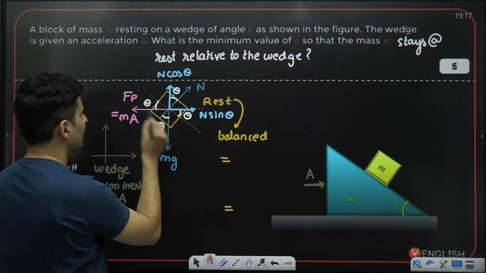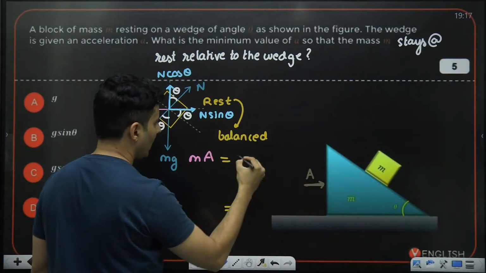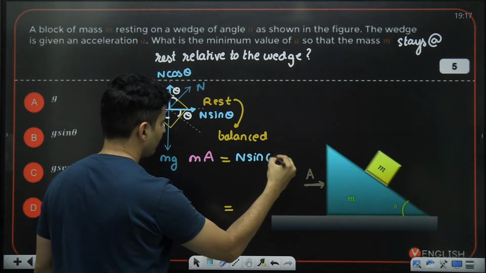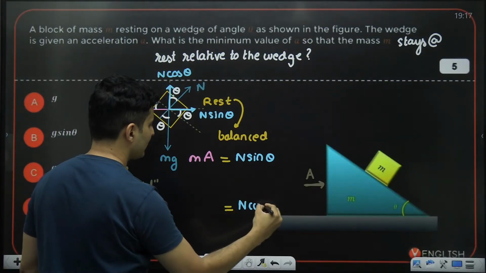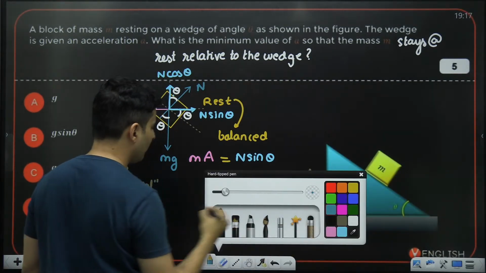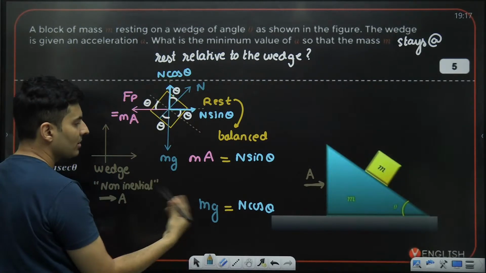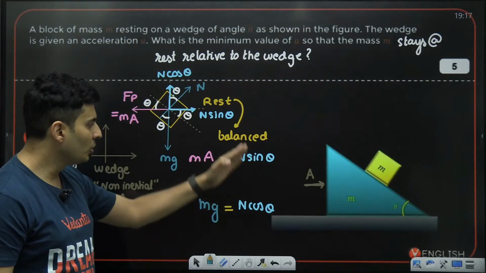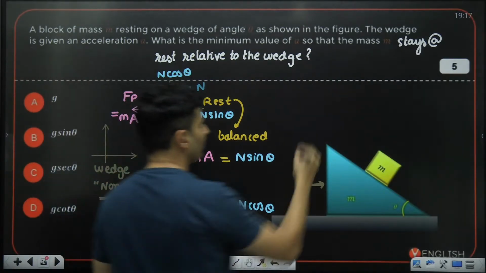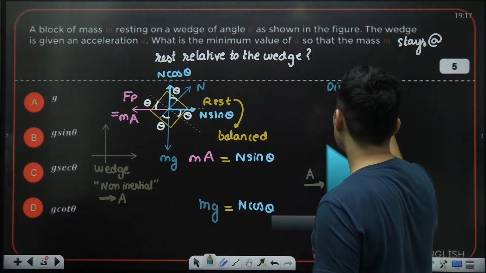So in the x direction, I can see ma is being balanced by N sine theta, and in the y direction, I can see N cos theta is being balanced by your mg force. Mg force is balancing N cos theta. That's it. Two equations. I think we need to divide them. So let's see what happens when you exactly divide these equations.